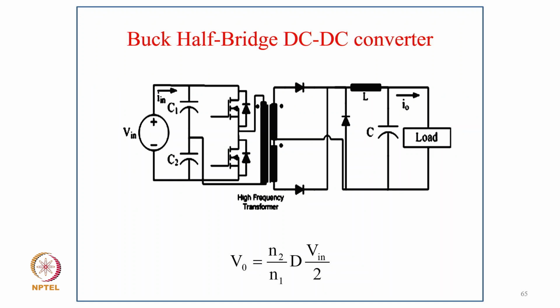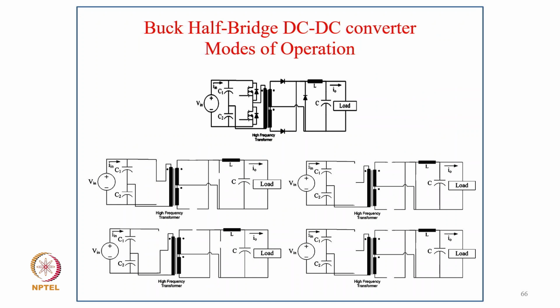Now coming to the half-bridge DC-DC converter, here you can see the output is N2 upon N1, typically the turns ratio, times D times Vin, and here also we have in one half one transistor operating, in the other half another transistor operating to transfer the energy from input to output. And these are the typically different modes of operation, how they really take place.